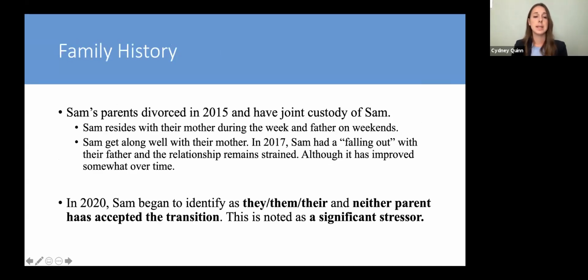Regarding the family history, Sam's parents divorced in 2015 and they both have joint custody of Sam. Sam resides primarily with their mother during the week and then on the weekends goes to their father's house. Sam has a positive relationship with their mother, and the relationship with the father can be described as strained. They had a falling out back in 2017. It's improved slightly over time, but Sam still discussed the comfort level wasn't fully there yet with their father. And as noted multiple times now, the significant stressor here for Sam was no one was really beginning to accept the transition.